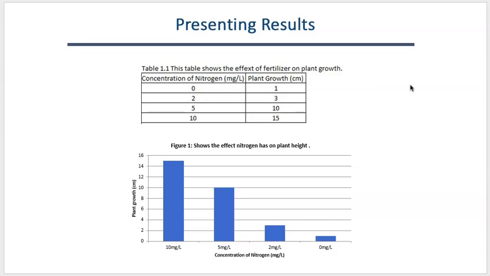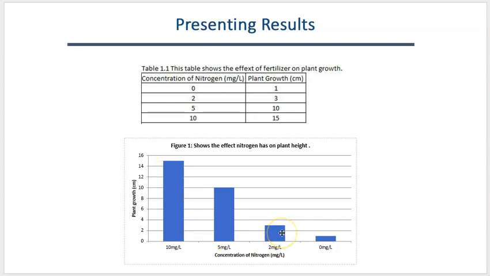When it comes to graphs, they provide a great visual way to show your data. They show the relationship between the independent and the dependent variable. They really highlight that important data. And if it's generated correctly, it's usually self-explanatory. So we can quickly look at this and see that as we increase the concentration of nitrogen, we see more plant growth.